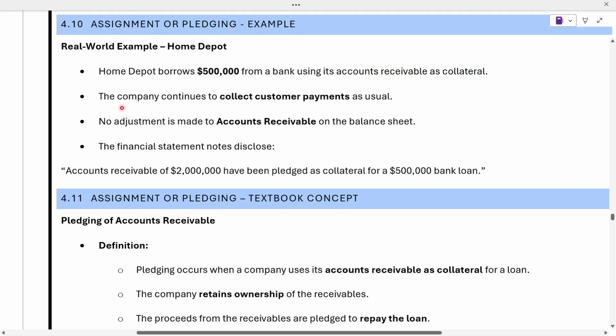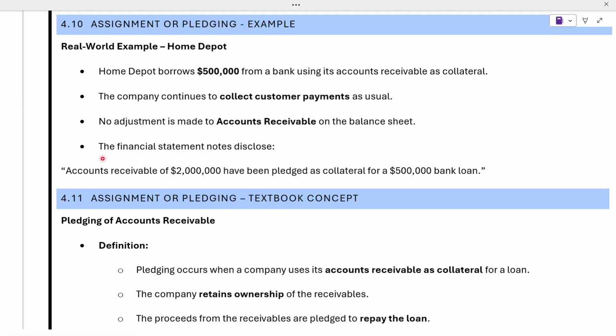So what happens? The company continues to collect the money from the debtors, or accounts receivable, as usual, and no adjustment is made in the accounts receivable account, because this is a loan against these accounts receivable. In case the company is not able to pay this loan, then the bank will come and invoke these accounts receivable and start to recover from them.